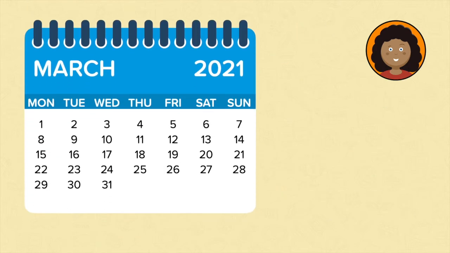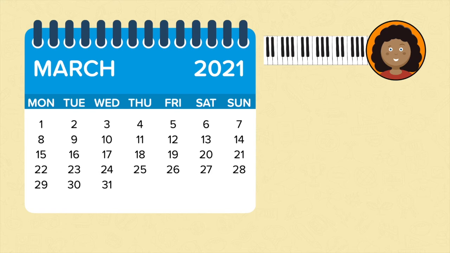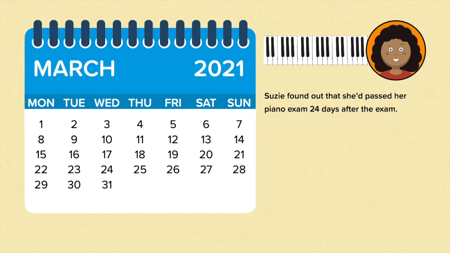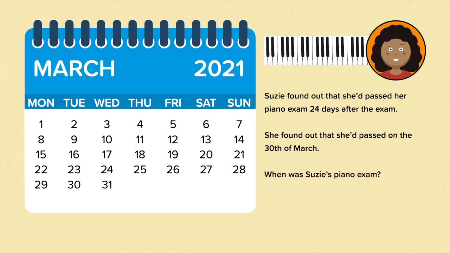Now let's move on to March. Susie plays the piano. Susie found out that she'd passed her piano exam 24 days after the exam. She found out that she'd passed on the 30th of March. When was Susie's piano exam?